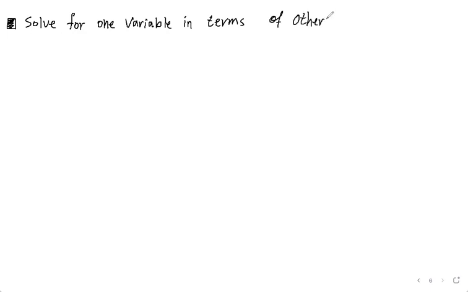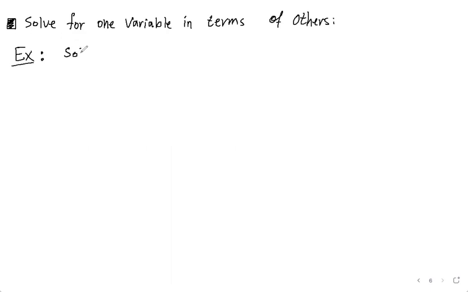So now we're going to learn to solve for one variable in terms of others. Solve for one variable in terms of others. What does that mean? I'll give you an example to explain the idea.